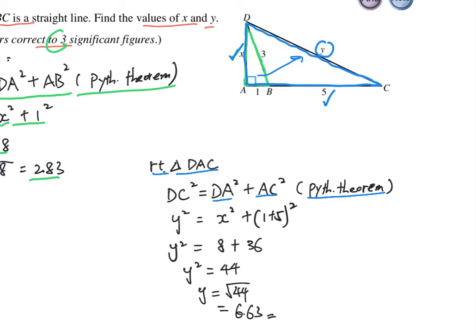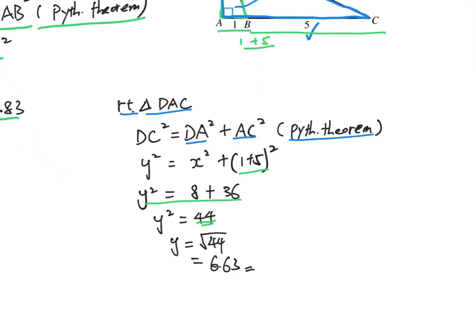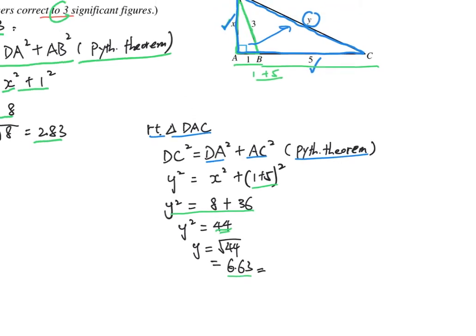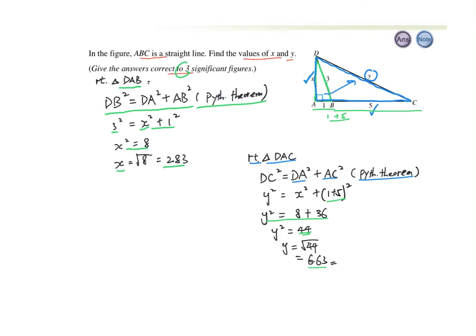Okay, so 1 plus 5, because AC is actually equal to AB plus BC. So 1 plus 5 is the length of AC. So you know now 1 plus 5 here. So y squared equals 44, and then eventually you solve for y. It's actually, correct to three significant figures, 6.63. Okay, this is it.